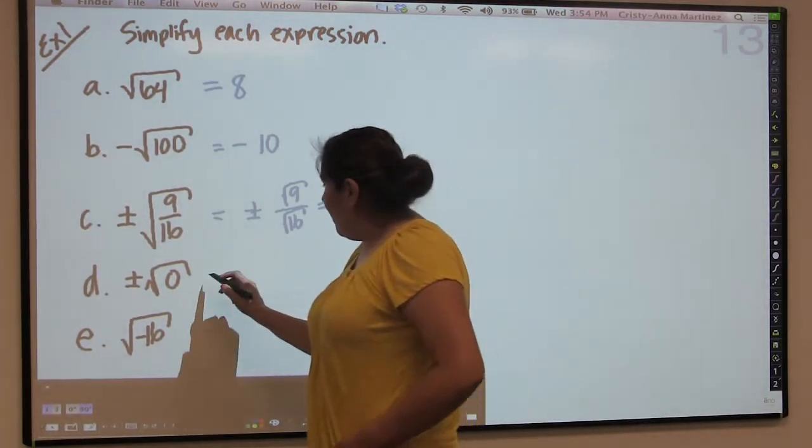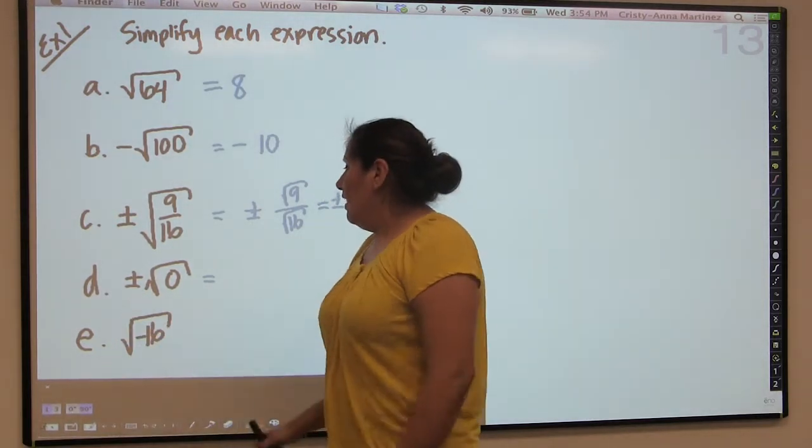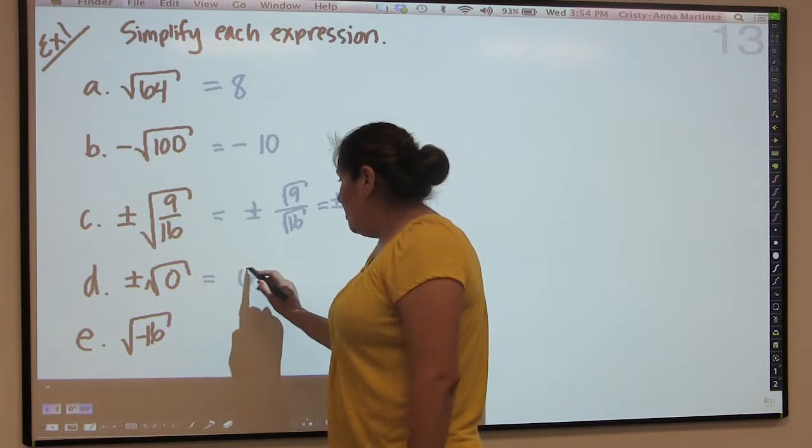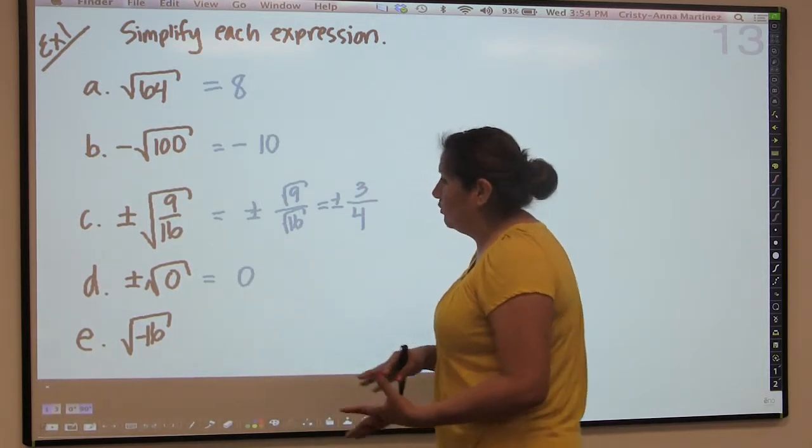Anyway. And then you have the square root of 0. Again, it has a plus or minus. It's trying to throw you off there because the square root of 0 is just 0. And there's no such thing as positive 0 and negative 0. It's just neutral. So the answer is just 0.